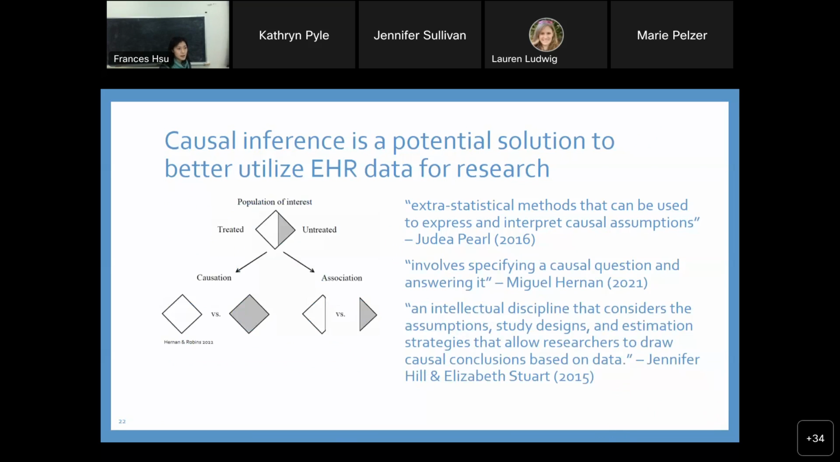I want to point out that in causal inference, we're interested in causation. So we're interested in this counterfactual framework of what if everyone is treated versus what if everyone is not treated. This is different from association, where we're studying what is the risk of outcome in people who are treated versus the risk of outcome in people who are not treated.